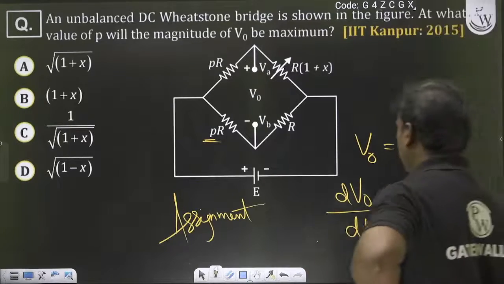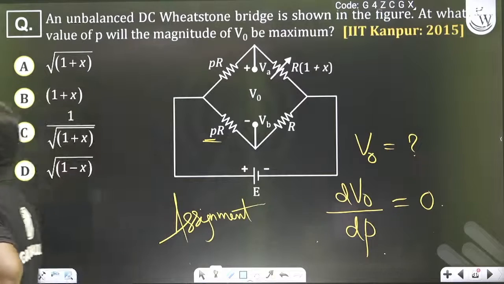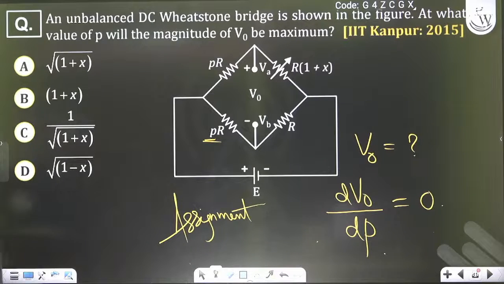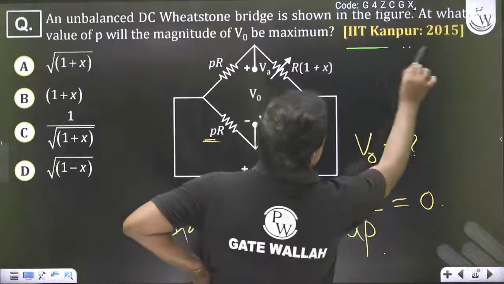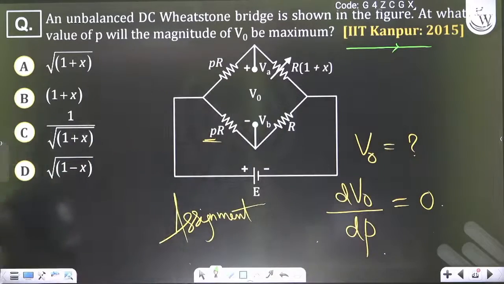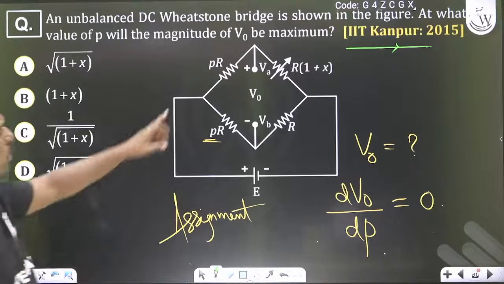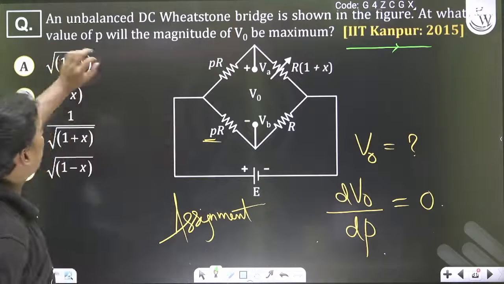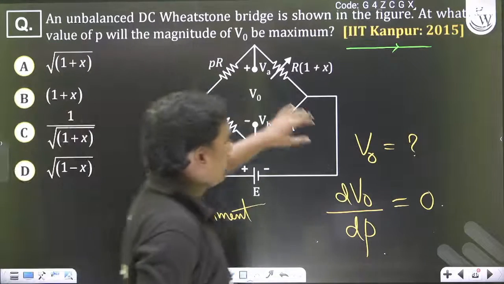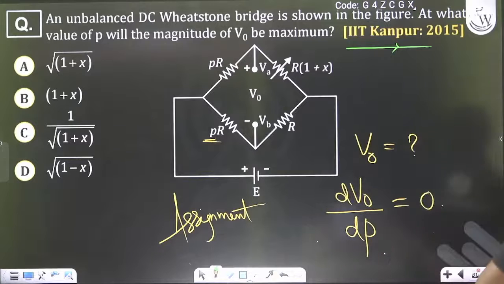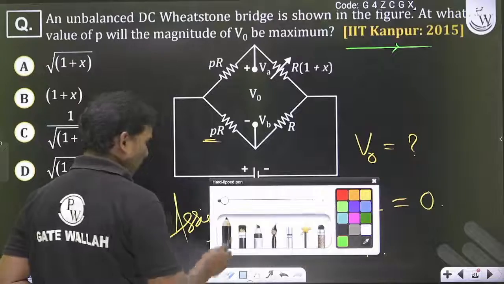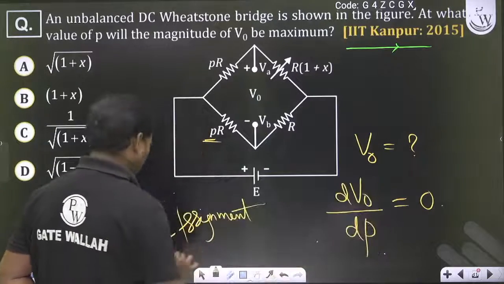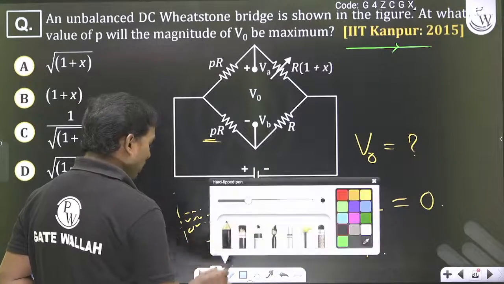Can you solve this question? This is an IIT Kanpur 2015 question. An unbalanced DC Wheatstone bridge is shown in the figure. At what value of P will the magnitude of V0 be maximum? So how to solve this question? At what value of P is it asking?